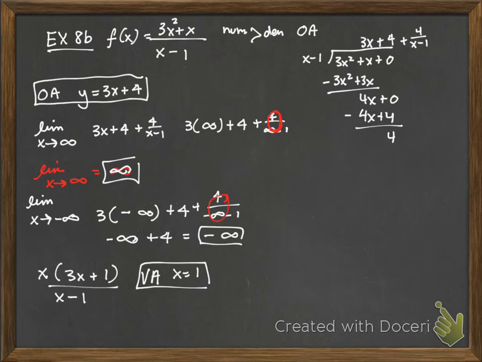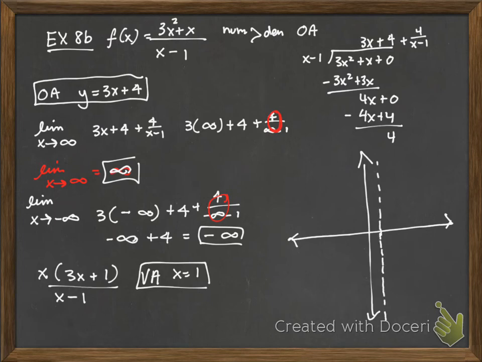Okay? So I'm going to go ahead and draw out the vertical asymptote, the oblique asymptote, and then we know the end behavior. So let's do that over here. Okay, so we know we got a vertical asymptote when x equals 1. So I'm going to put that in there. And then we have an oblique asymptote. So it crosses the y-axis at 4.